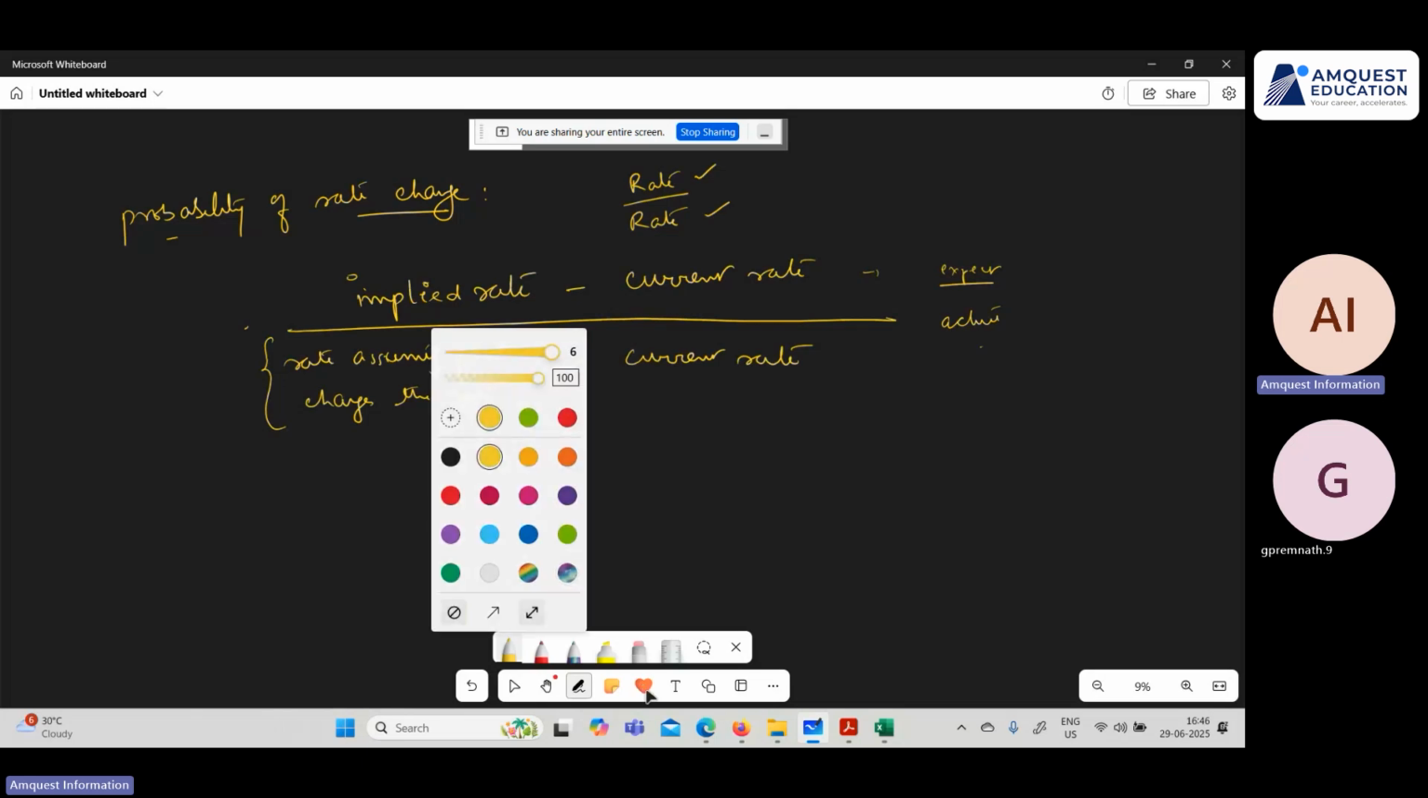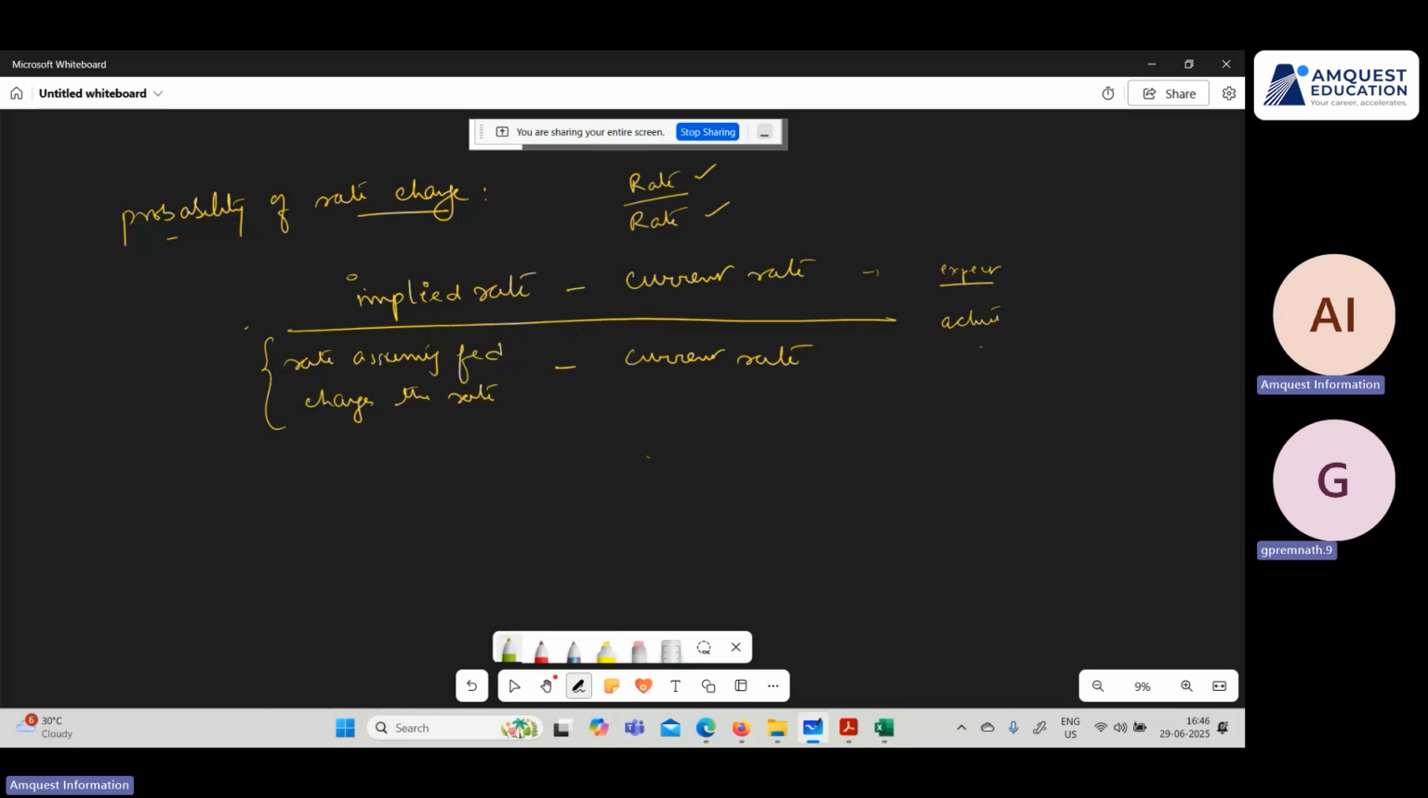Now I'll go a little bit into detail in understanding what the implied rate would be. So the implied rate is given by 100 minus the Fed fund future rate.